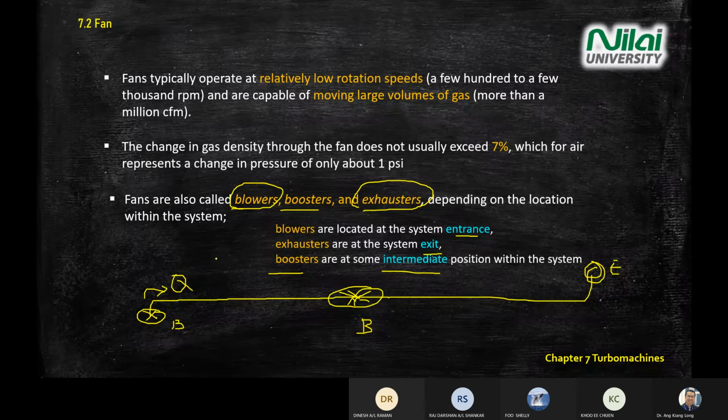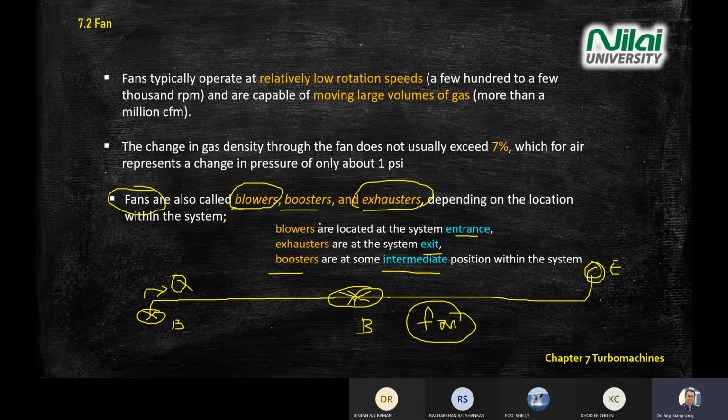So this is under fan. Under fan family, not pump. Sorry, it's under fan. So a fan that we install at the entrance, we call it blower. A fan that we install at the exit, we call it exhaustor. A fan that we install at the middle of the system, we call it booster. Okay, so these are the names that we give to the fan.